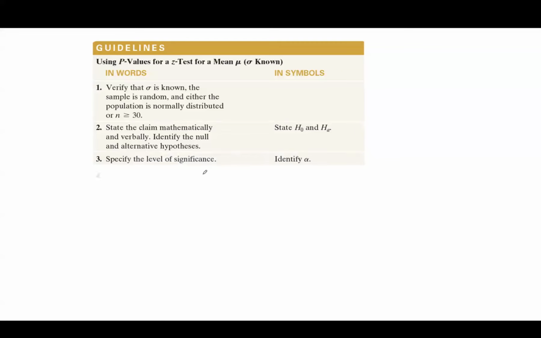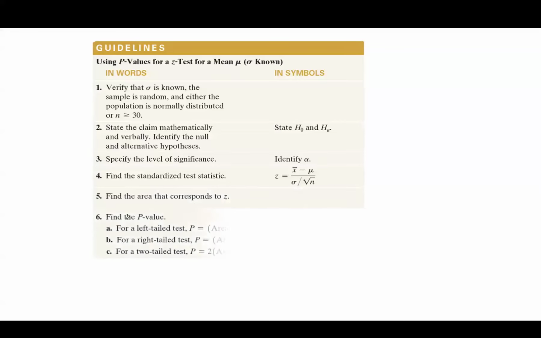Specify the level of significance. Find the standardized test statistic, which is z equals x bar minus mu divided by sigma over square root of n. Find the area that corresponds to z, and then find the p-value depending on the type of hypothesis test that you have. If it's a left tail test, p-value is the area to the left. If it's a right tail test, the area on the right is the p-value. And if you have a two-tail test, you have to multiply 2 by the area to get the p-value.